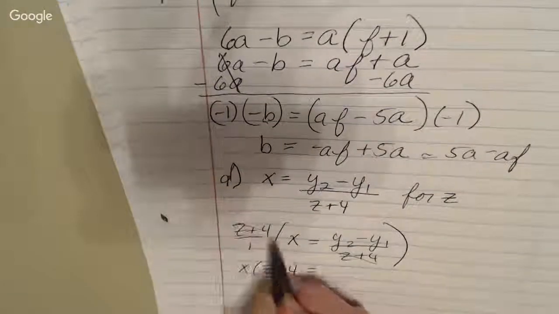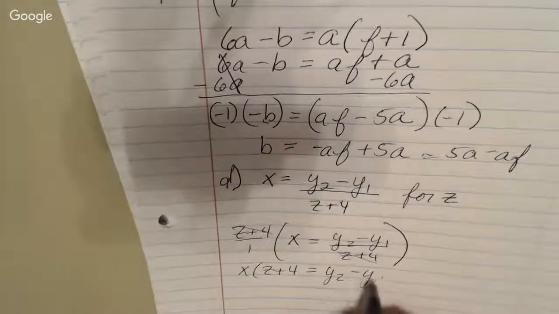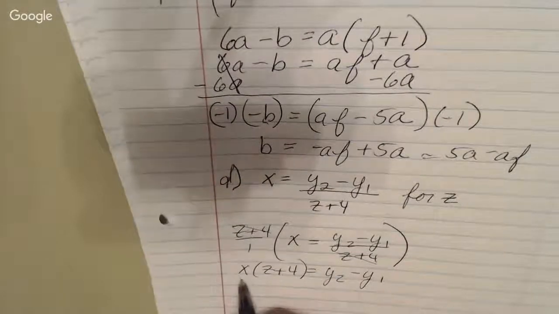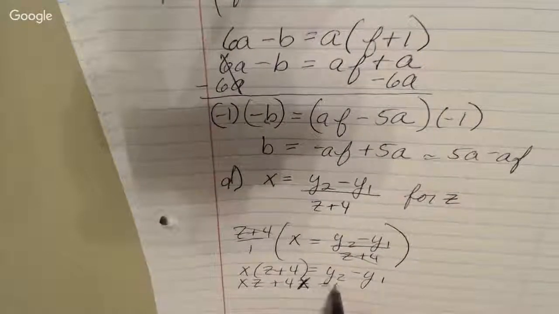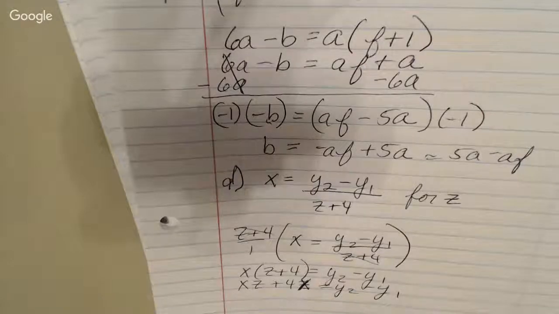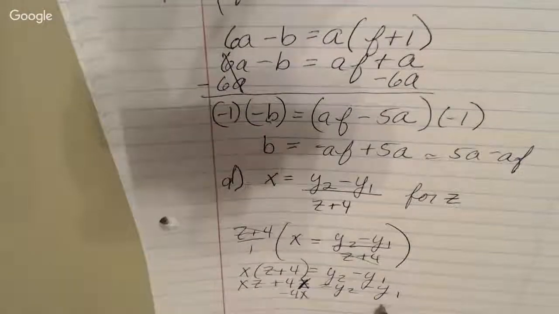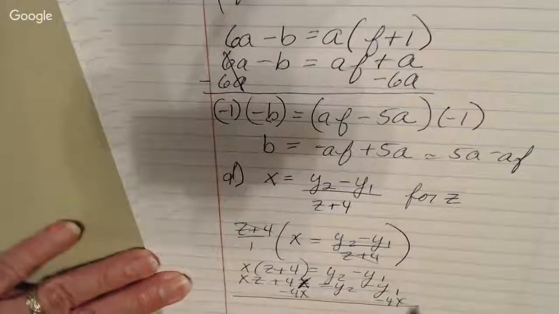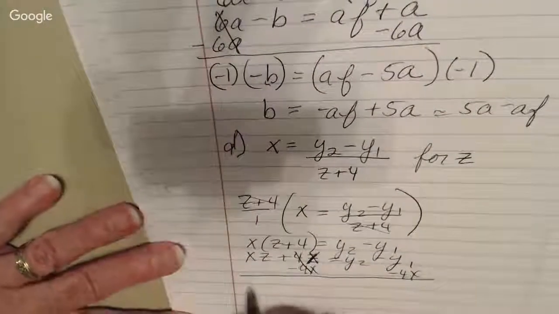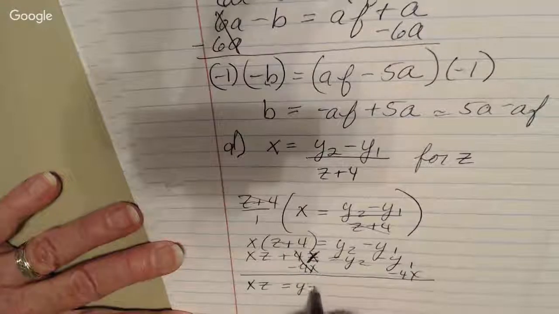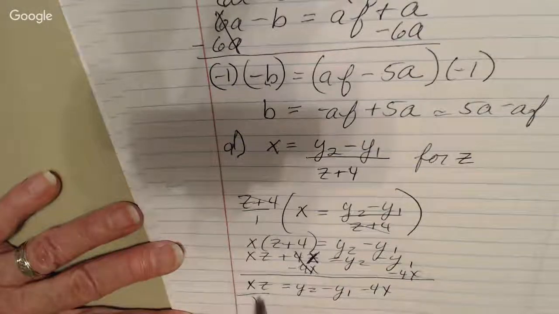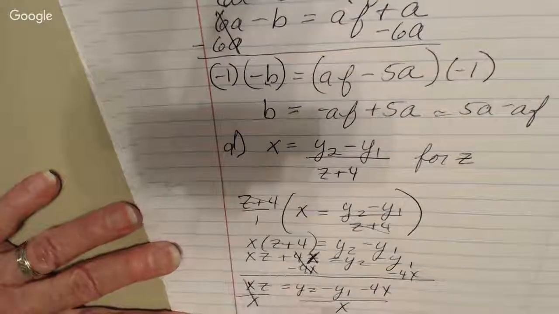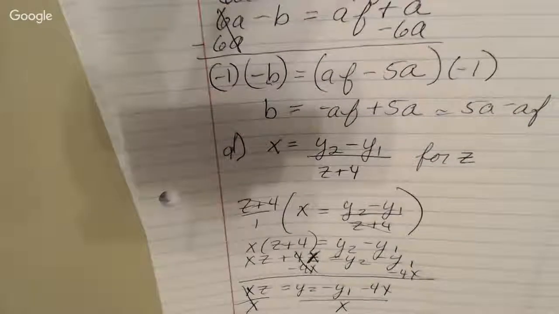Here the z plus 4 is going to cancel, and I get y2 minus y1. So now I'm going to distribute. I'm going to have xz plus 4x equals y2 minus y1. Remember, we're solving for z, so let's pull the 4x over here. Subtract 4x. That's going to cancel, and I'm going to have xz equals y2 minus y1 minus 4x. Want z by itself, so divide by x. And that is your answer for that particular problem.